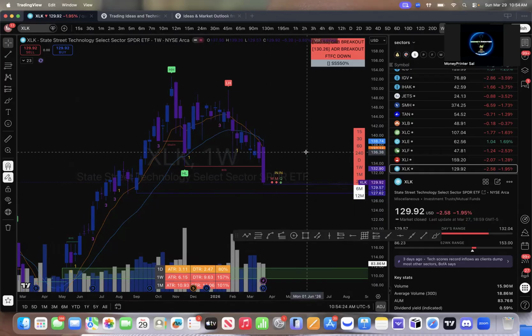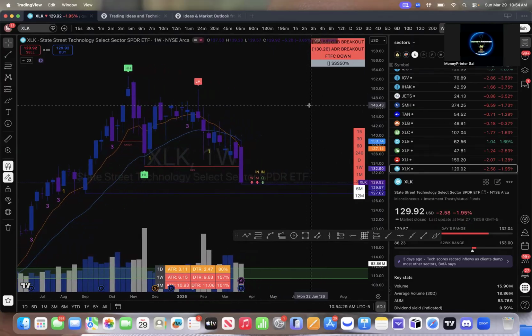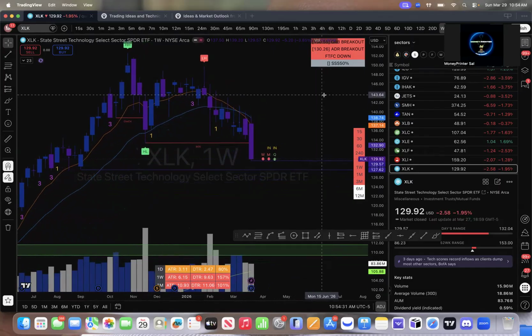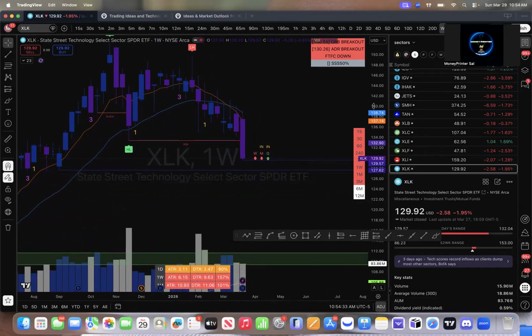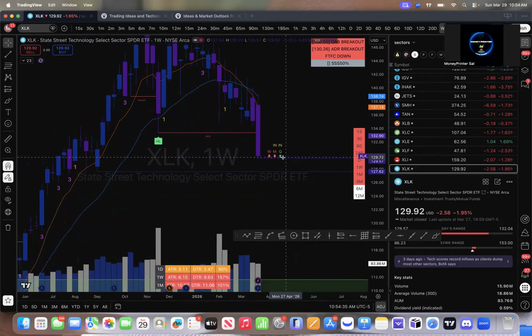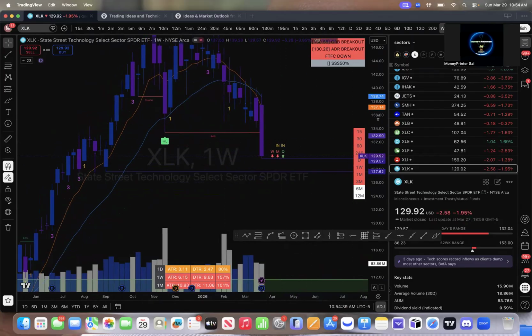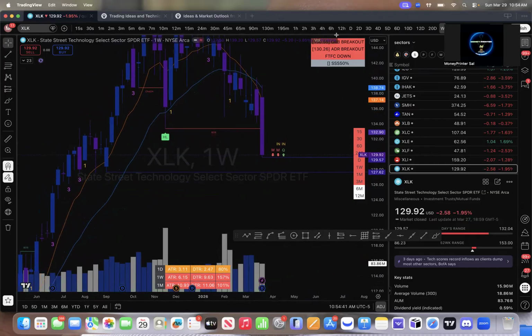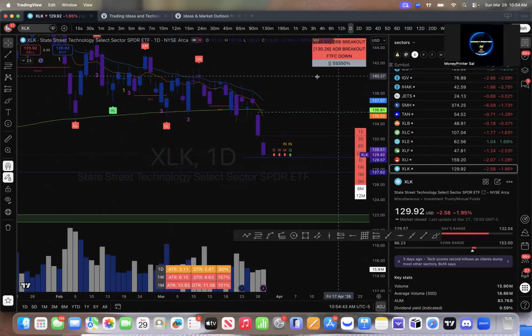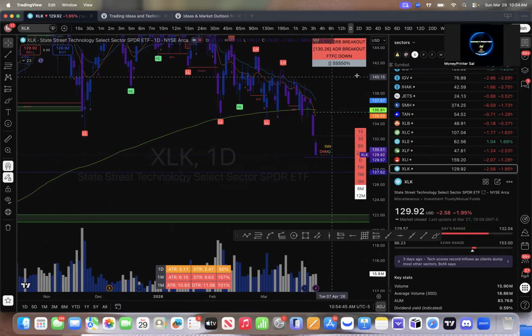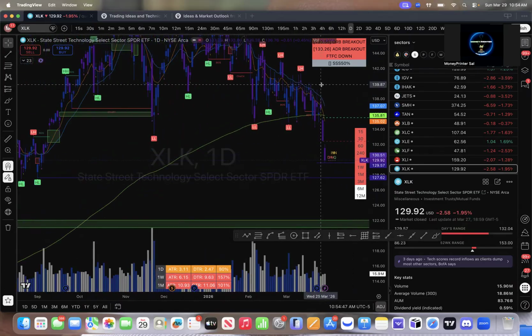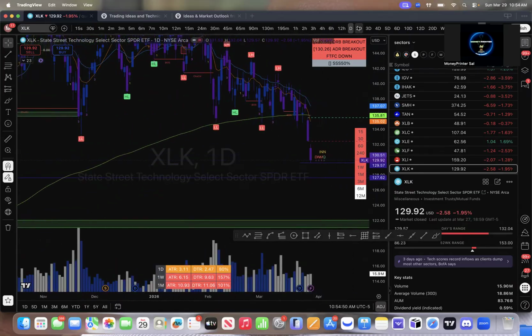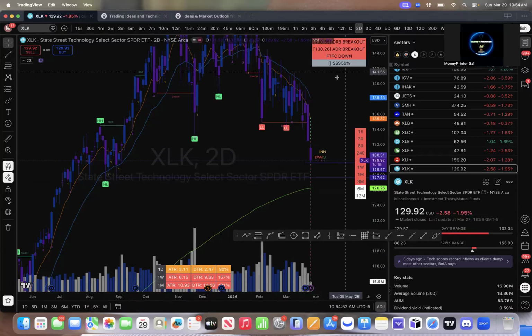I'm gonna start with XLK. Gonna go through some of these sectors. So on the weekly time frame, this by all means is bearish. The weekly magnitude would come down to here, which would be a 2-2 continuation. Daily time frame, this is bearish, you know, the 2 day as well.